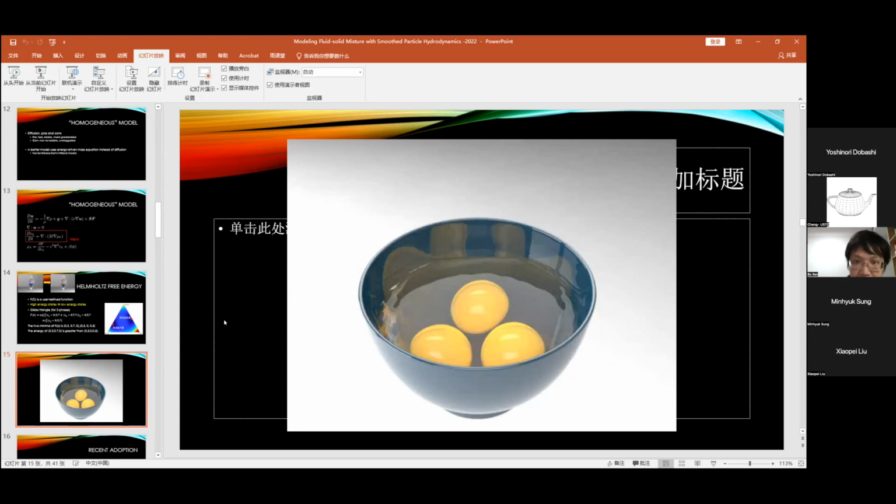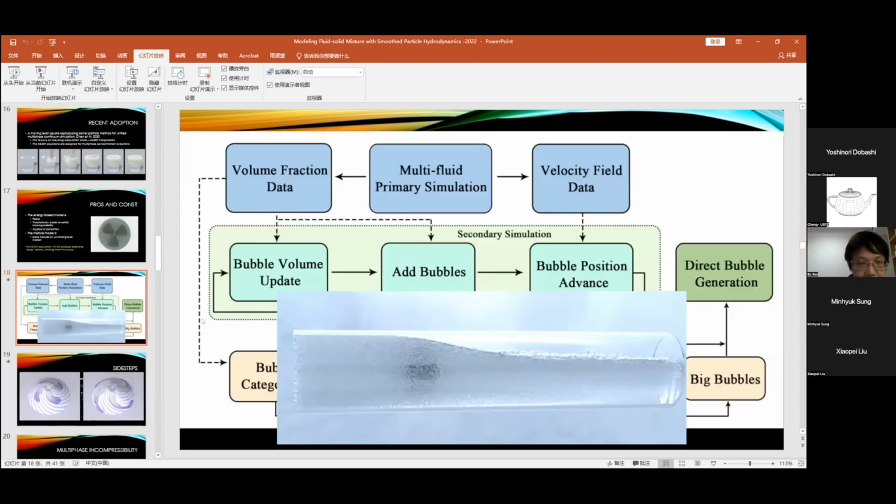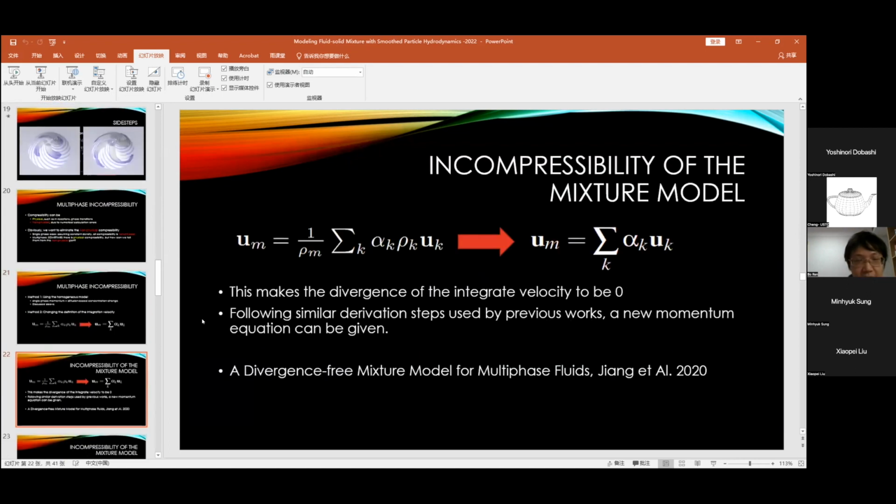Okay. And my second question is that you also mentioned enforcing incompressibility in IISPH, right? I want to know the key idea of this kind of incompressibility enforcement in IISPH, because you didn't mention that, and also how the incompressibility can be satisfied at a solid boundary, because I also saw some coupling examples.